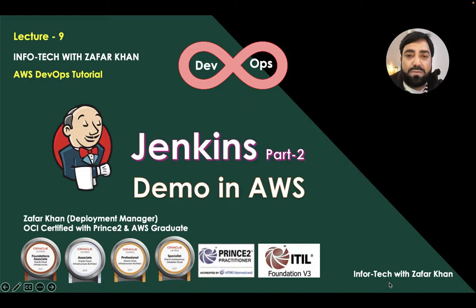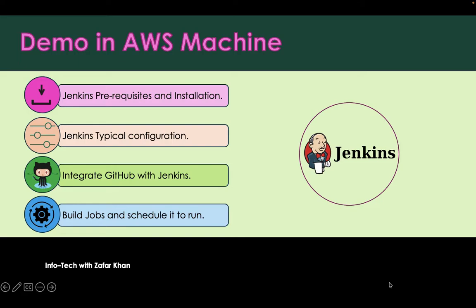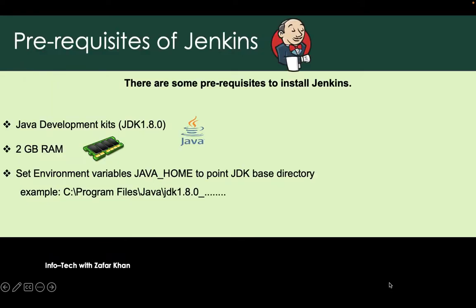Today I am going to discuss a new lecture of the DevOps series, lecture number 9. The agenda of this lecture is we will install Jenkins on an AWS machine. We will do some typical Jenkins configuration. We will integrate GitHub with Jenkins, and we will also create a job. Then we will build it and schedule the job to run automatically. So this is a very important video, very interesting. All these activities I will demonstrate on an AWS EC2 instance.